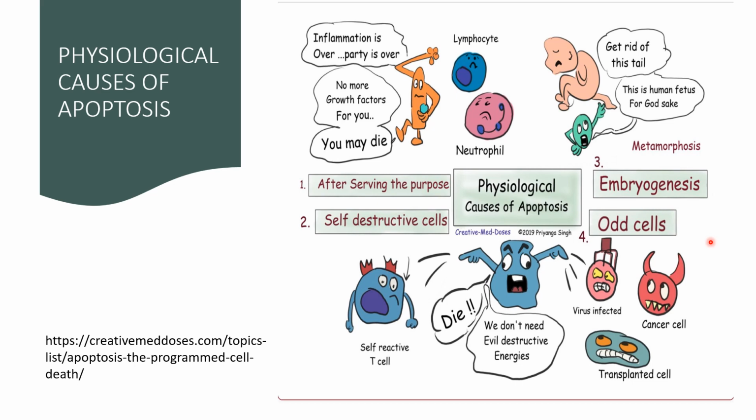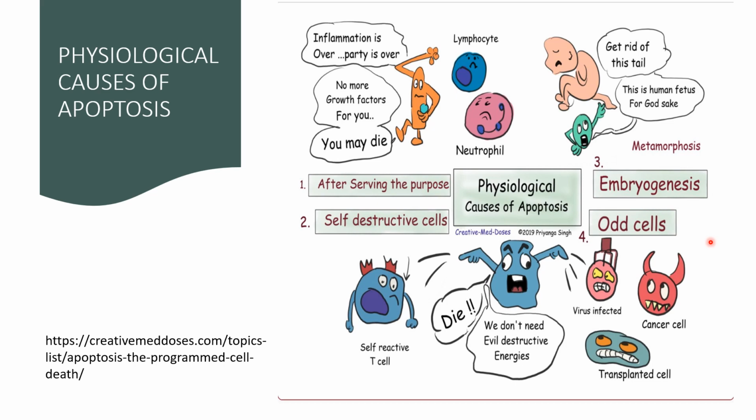During development, the body sometimes will have certain extra cells which are called supernumerary cells. These supernumerary cells will not necessarily be useful to the body. So, if the body recognizes these supernumerary cells, it will eliminate them by apoptosis.